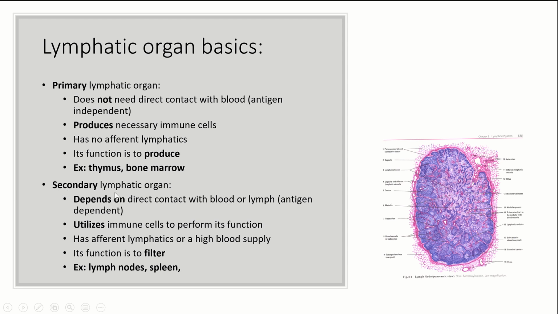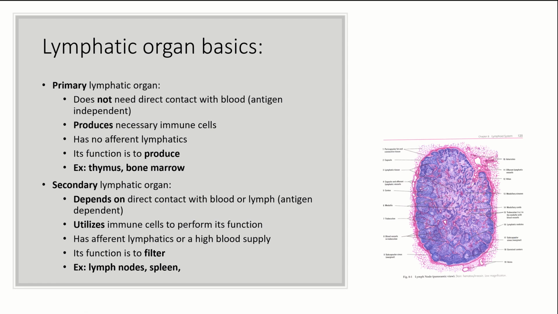Your secondary lymphatic organs need to come in direct contact with blood or lymph, meaning they need those antigens to be there in order for them to perform their function. And that's because their function is to utilize those immune cells that were made by the primary lymphatic organs, and they utilize those immune cells to bring them in contact with those antigens.